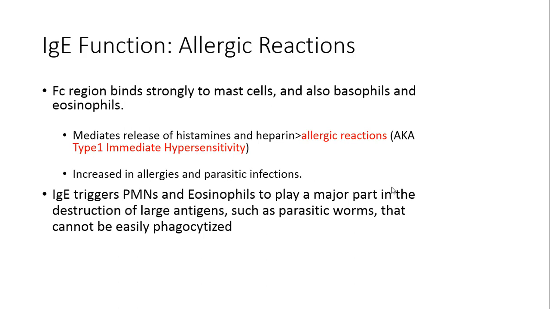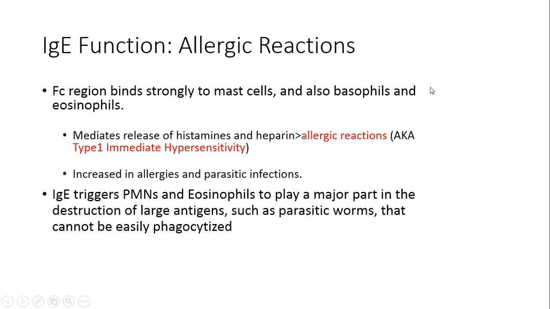IgE does play an important role in allergic reactions, and we are going to see this when we do an entire chapter on hypersensitivity reactions. What happens is that IgE, when it's produced, can affect mast cells, basophils, and eosinophils, those cells of allergic reaction, and it does it by triggering allergic responses. And how this triggers it, we'll see.